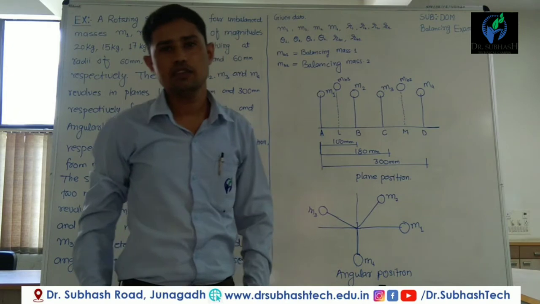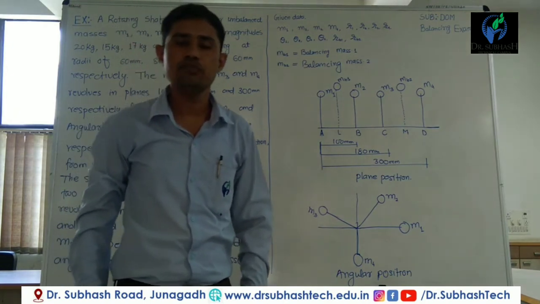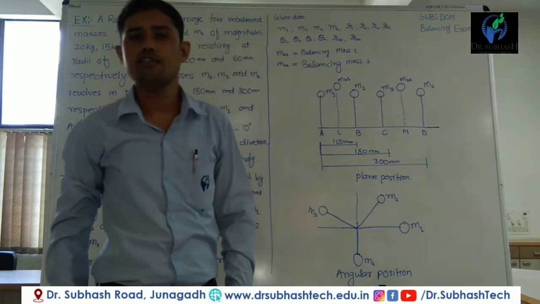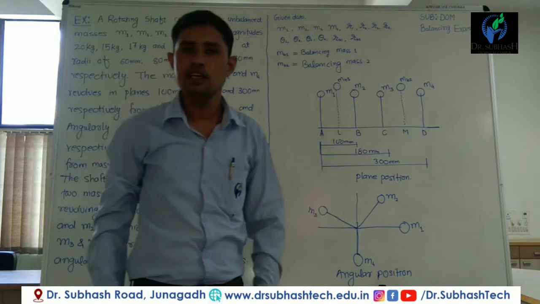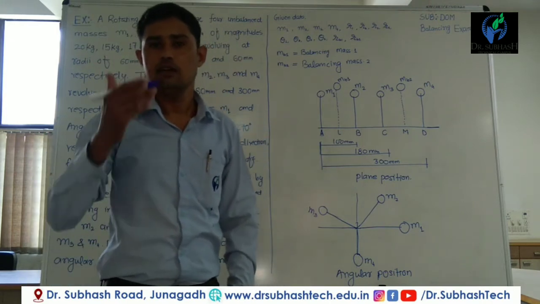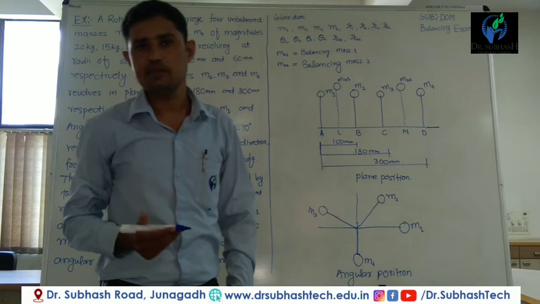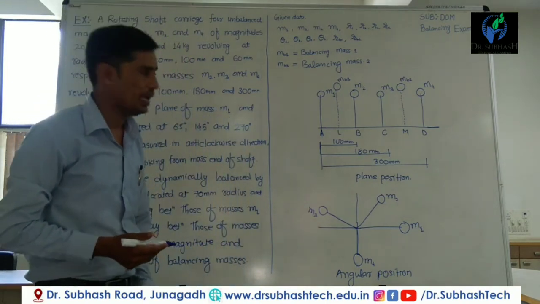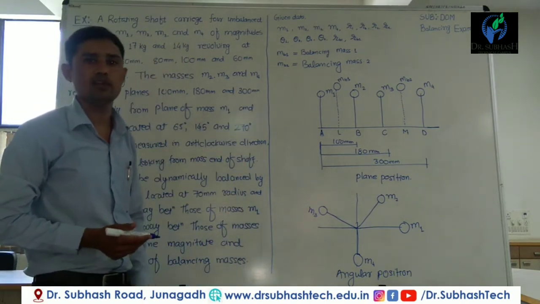In today's lecture we are going to solve one example from the balancing of rotating masses. In a previous lecture we discussed the balancing of several masses rotating in different planes. In this theory we have seen there are basically 5 steps to solve any example from the balancing of rotating masses.